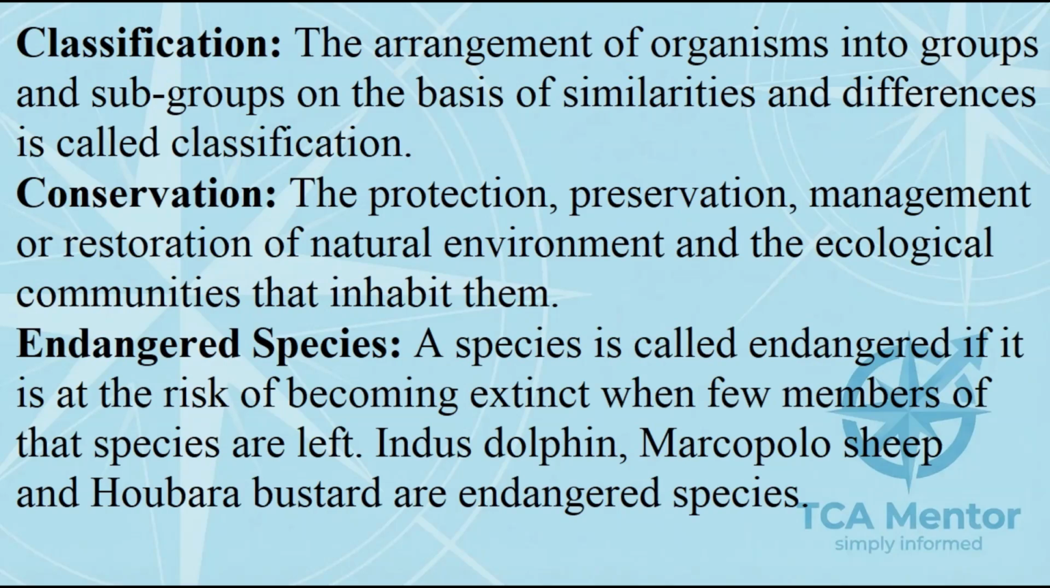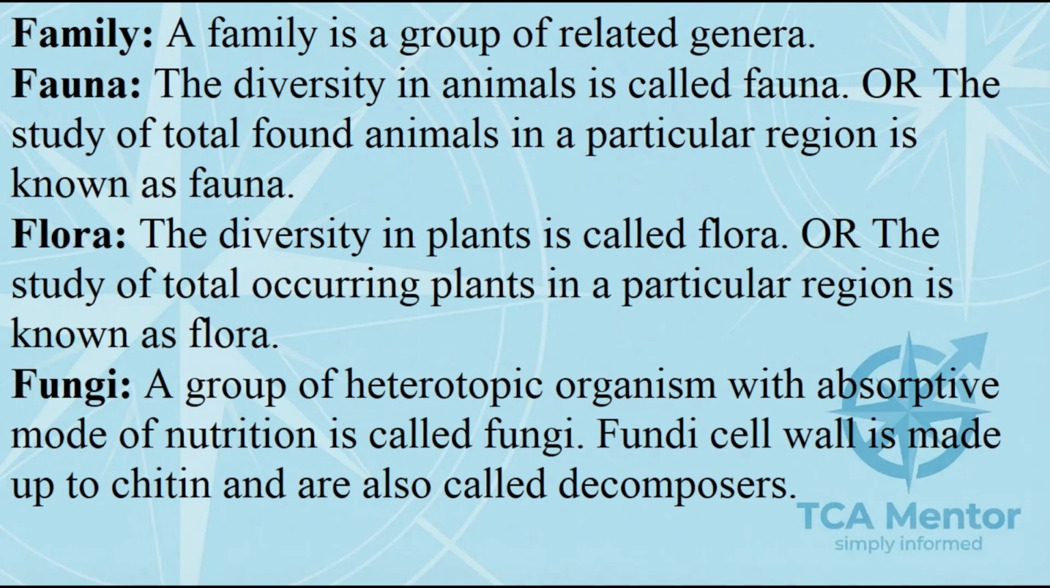Endangered species. ANS. A species is called endangered if it is at the risk of becoming extinct when few members of that species are left. Indus dolphin, Marco Polo sheep, and Houbara bustard are endangered species. Family. ANS. A family is a group of related genera.